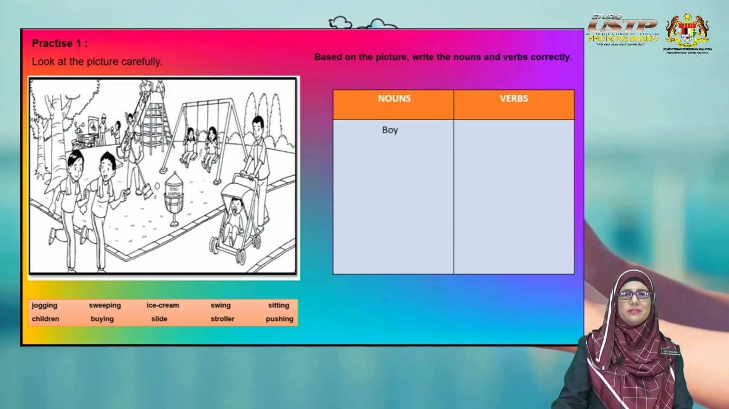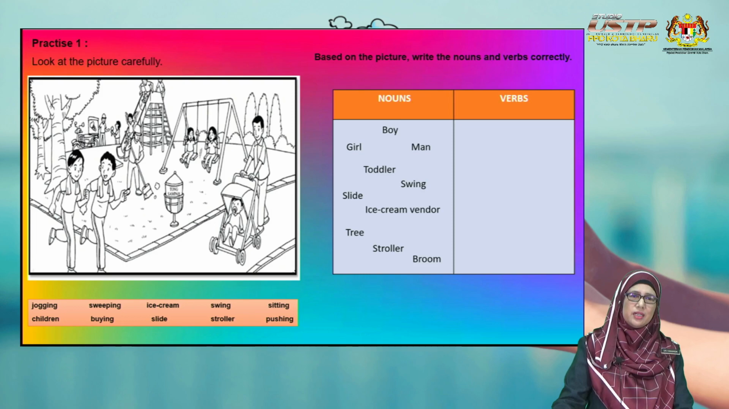boy, girl, man, toddler, swing, slide, ice cream vendor, tree, stroller, and broom.